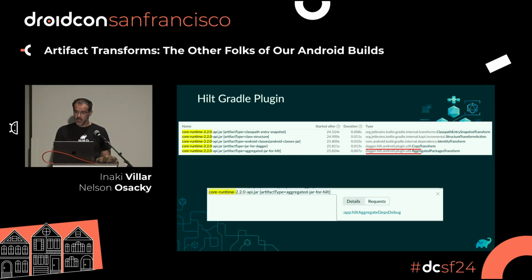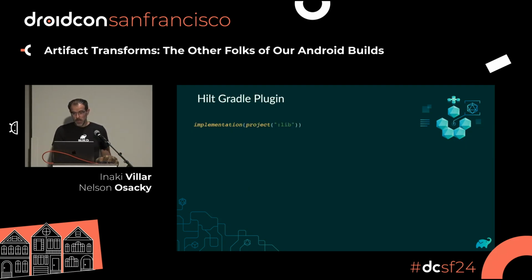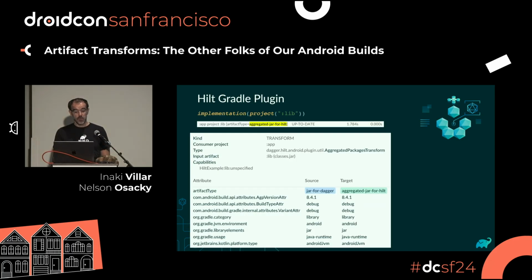Same exercise, if we check the task that is requesting this transform, we see the Hilt aggregate deps debug. So far, so good. Okay, something that I want to mention is that we are always focusing on external dependencies. In this exercise, we are going to focus on references in the same project.